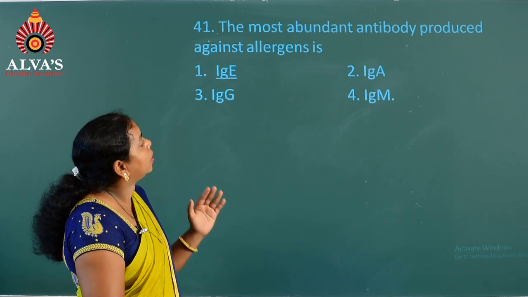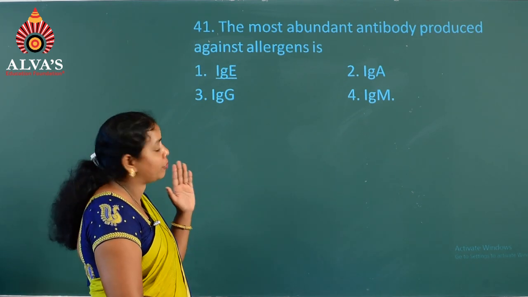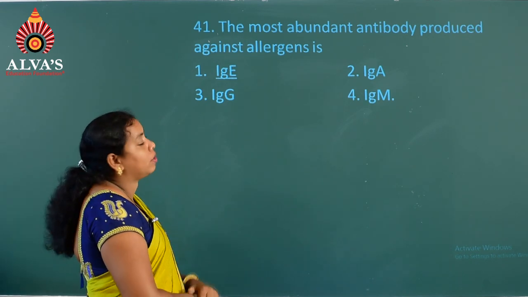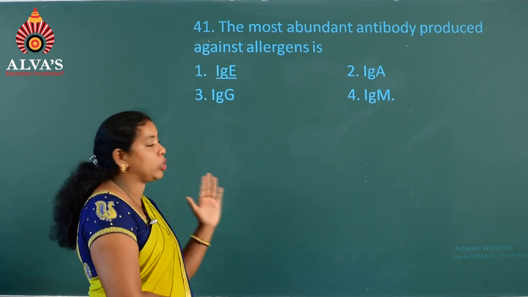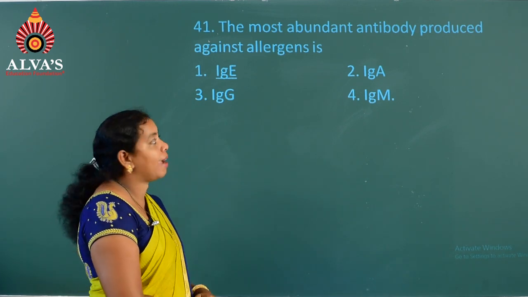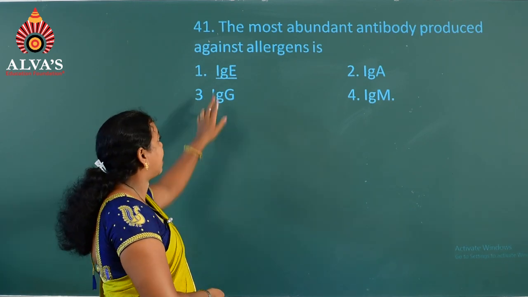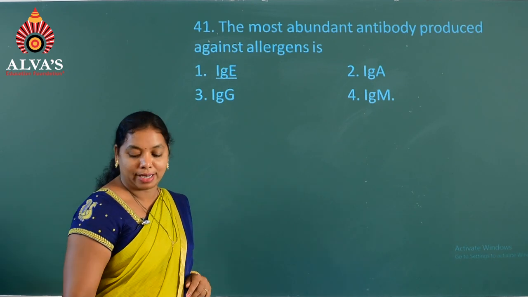So, here the word "most abundant antibody produced against allergen" is what we have to stress. And generally here there are confusing options like IgE, IgA, IgD, IgM. The most abundant antibody means it is IgG, whereas the one produced during allergic response is IgE itself. So, that is why the first option is the correct answer.